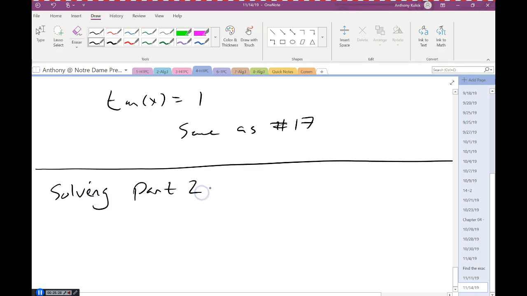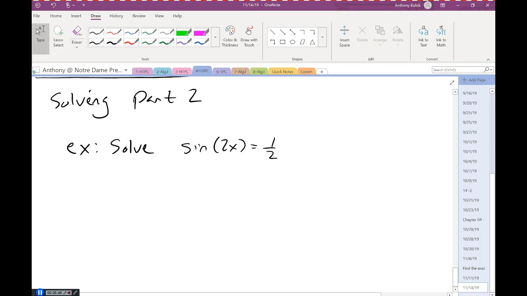I would say this is part 2 of solving. So let's say that we're solving the equation sine of 2x equals 1/2 on the interval from 0 to 2 pi.